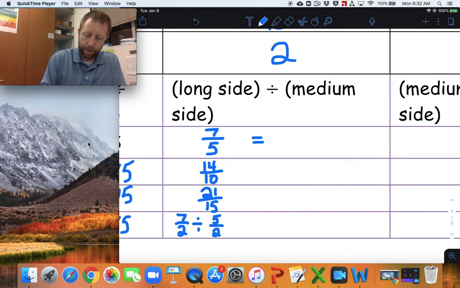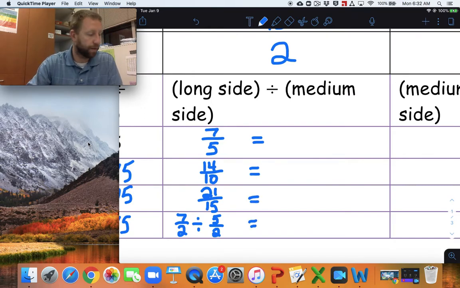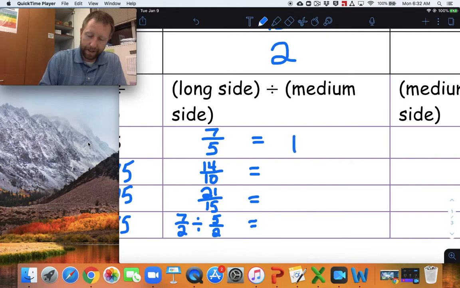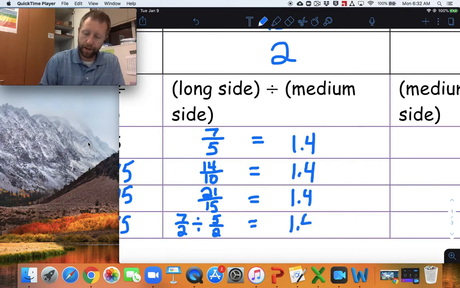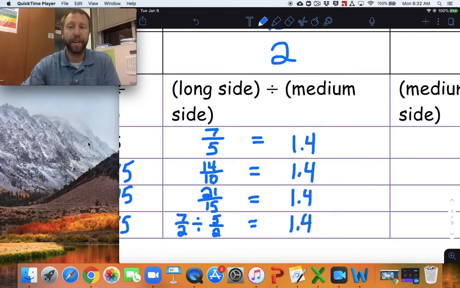And what we find out when we actually do that division for each one of those is that we get the same ratio again for each one of them. This time it's 1.4. The quotient, sorry, the same quotient for each one of them. And it's all 1.4.